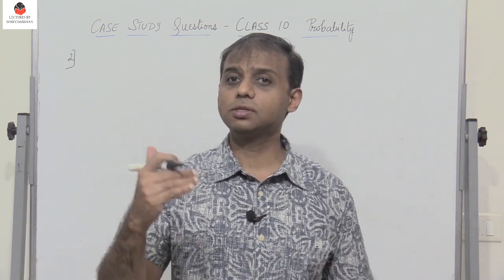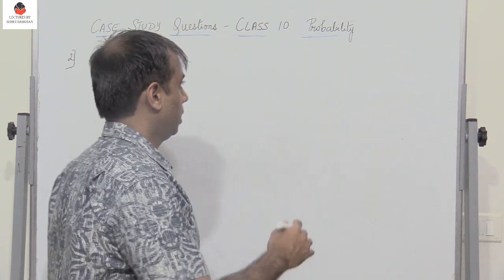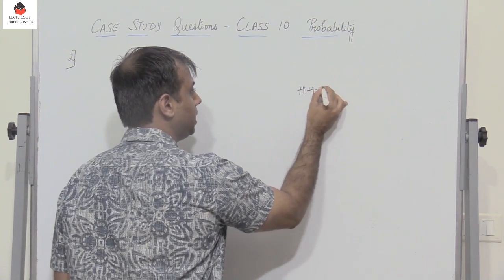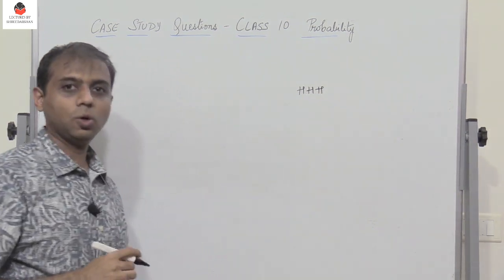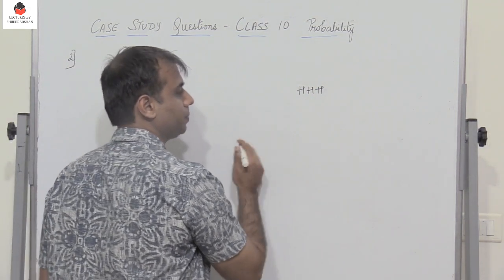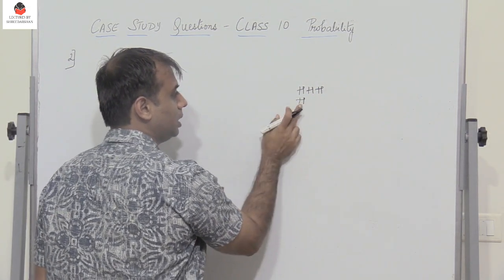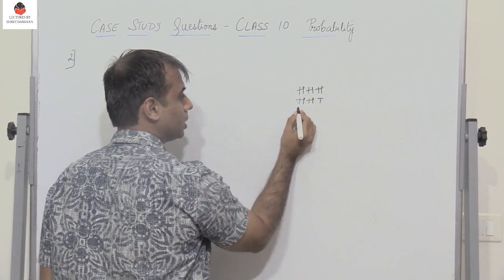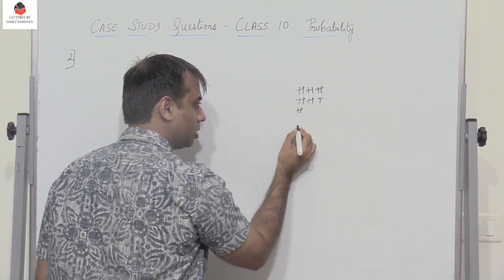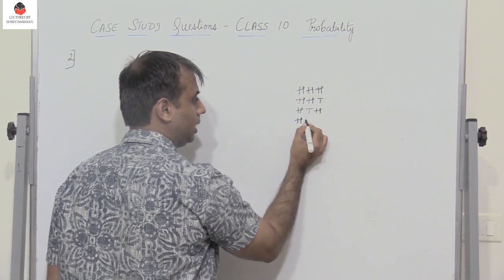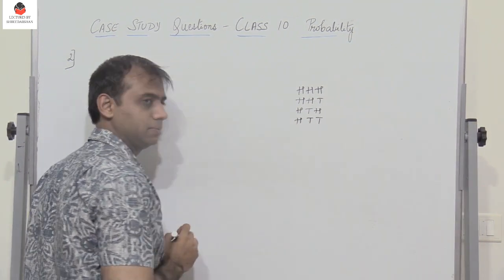So let us first list out the outcomes. Initially, let the outcome be head, head, head. So all the three persons tossing the coin get head. Then let the first one get a head, second one head, tail. Then retaining the first as head, let this be tail, head, then head, tail and tail.